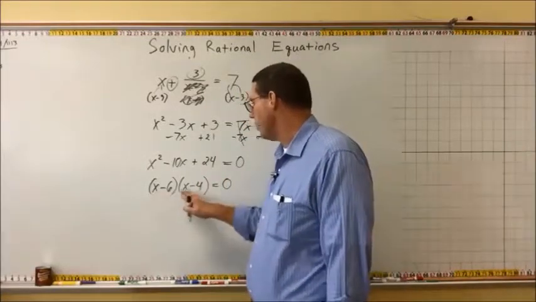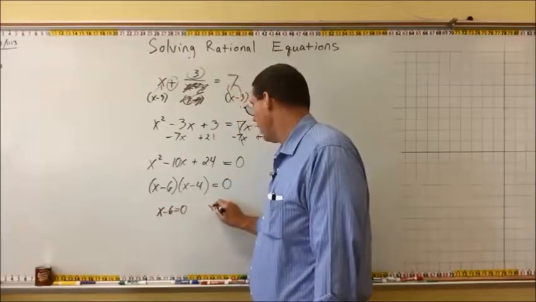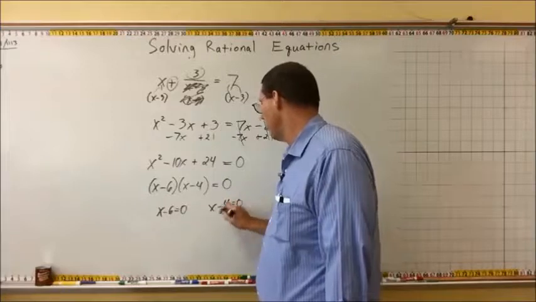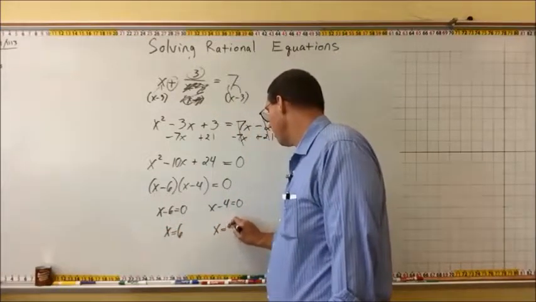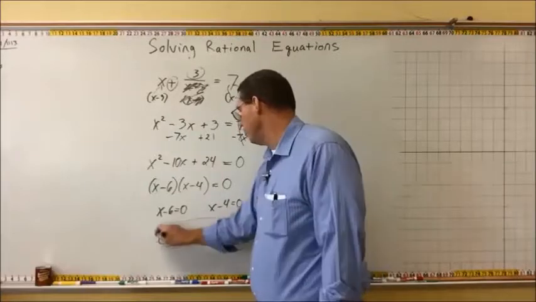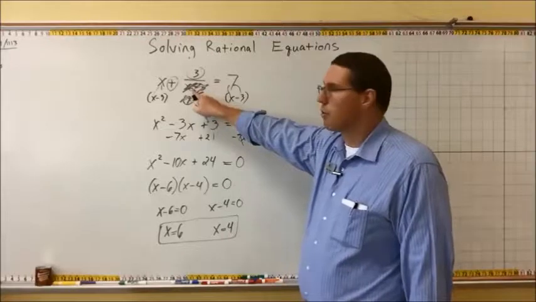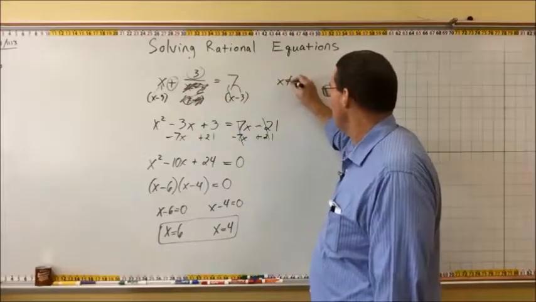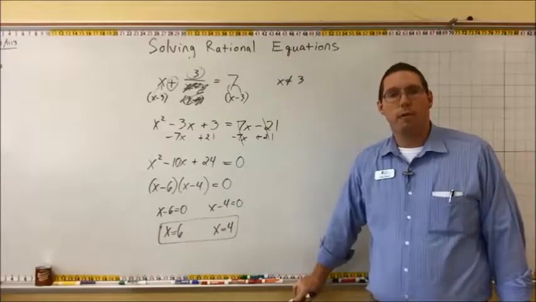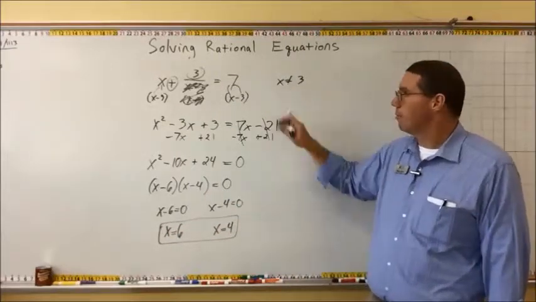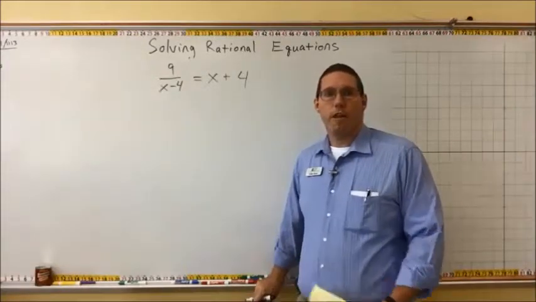And now I set each one of these equal to 0. X minus 6 equals 0. X minus 4 equals 0. And I get x equals 6 and x equals 4 as my solutions. Now, what can x not equal? Well, the original here was x minus 3. So x cannot equal 3. But that's good because our solutions are 6 and 4, and so they don't violate the domain restriction. No extraneous solutions.